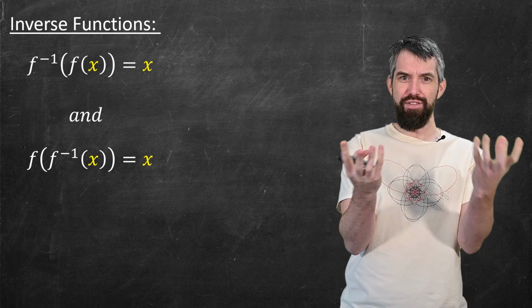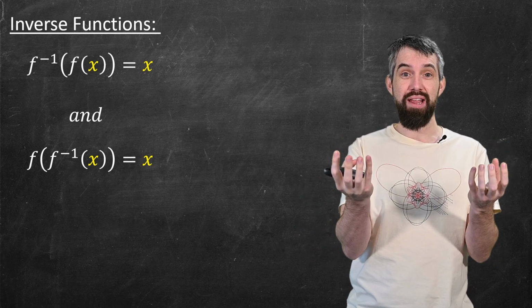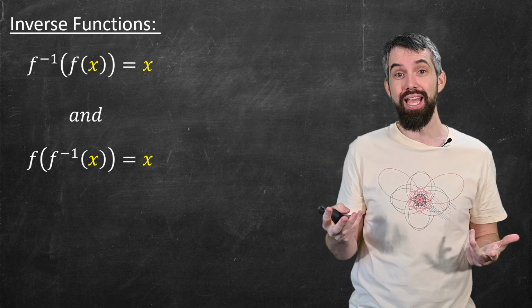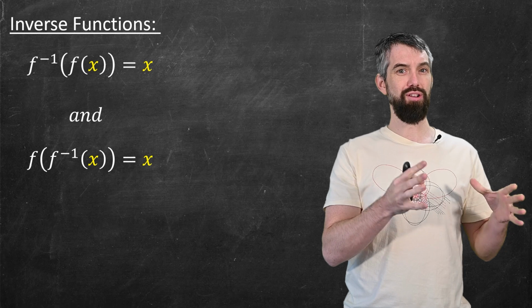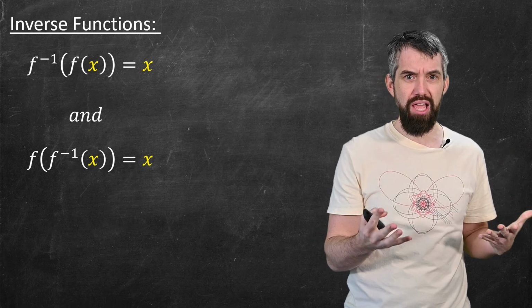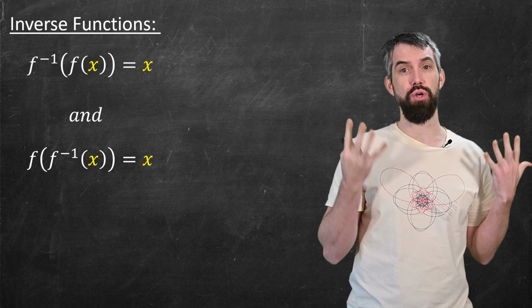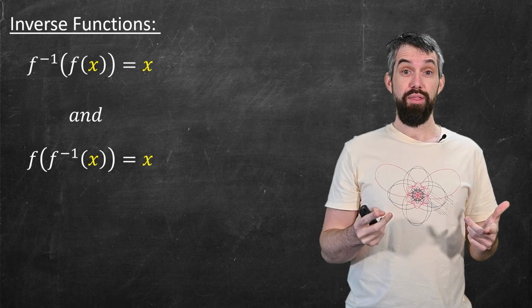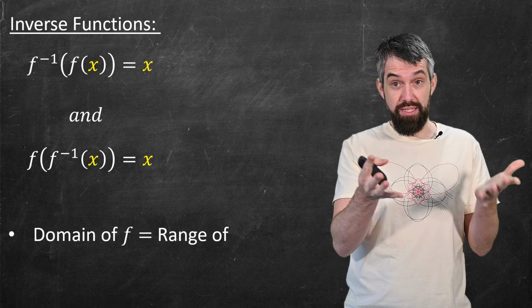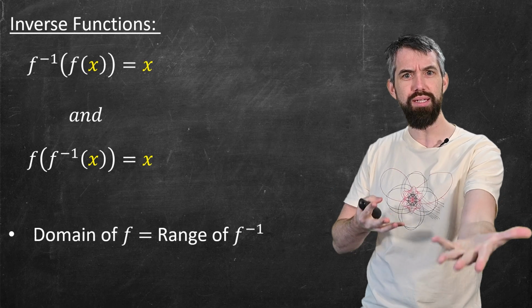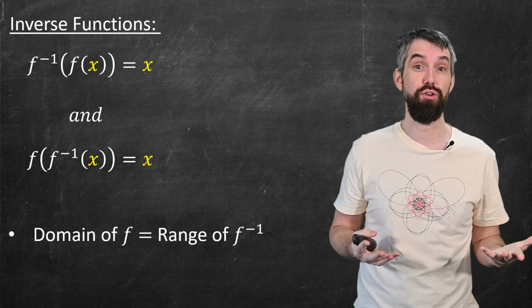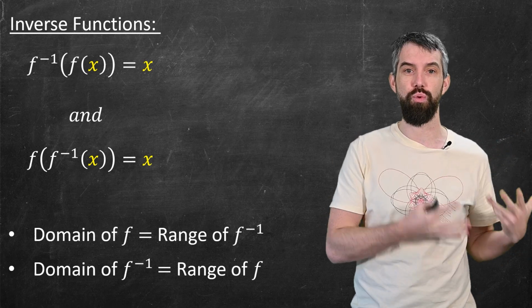So f and f inverse, they undo each other, and it doesn't matter which one you do first and which you do second. If you start at x, you end at x when you do this composition. These aren't true for just any old x, they should be true for the entire domain. And specifically, the inputs of f, which means the domain of f, is going to be all of the possible outputs of f inverse, and vice versa. The domain of f inverse is the range of f.